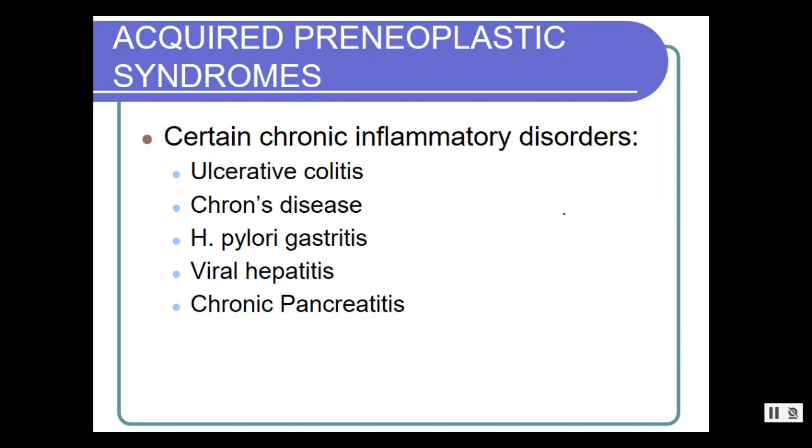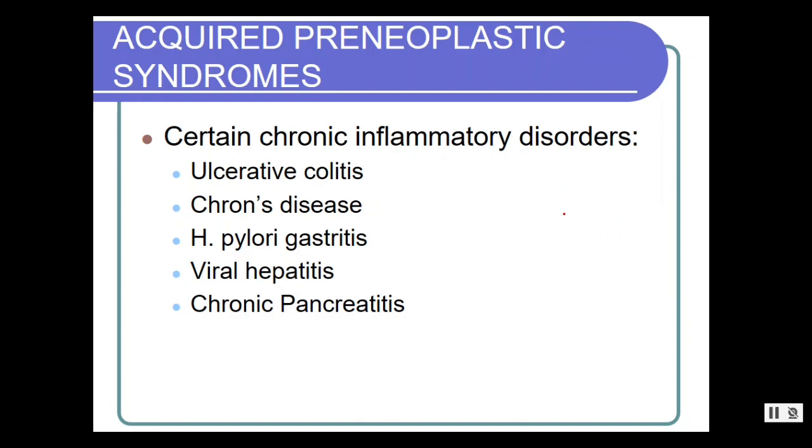H. pylori gastritis. H. pylori is a culprit in ulcer. When we say gastritis, it means the stomach lining is irritated. When it becomes deeper, it now becomes an ulcer. So gastritis is minor, and when it becomes deeper, it becomes an ulcer. Now, it's due to H. pylori bacteria.